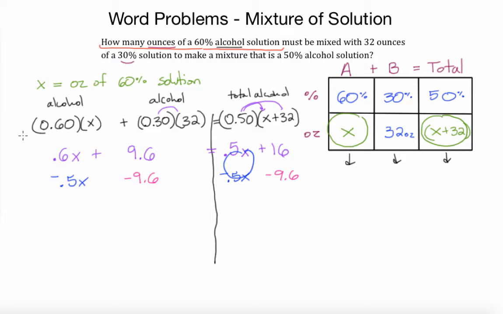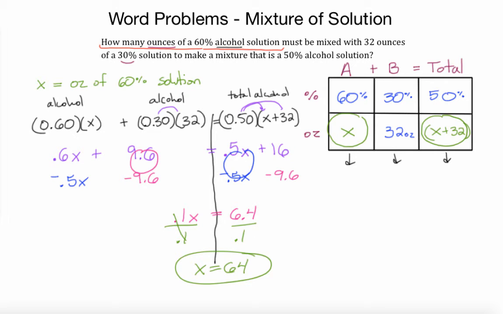All right, what do I have now? We've got 0.1x, that's 0.6 minus the 0.5, equals, that goes to 0. 16 minus 9.6 is going to be 6.4. Divide both sides by 0.1, and we get x equals 64.